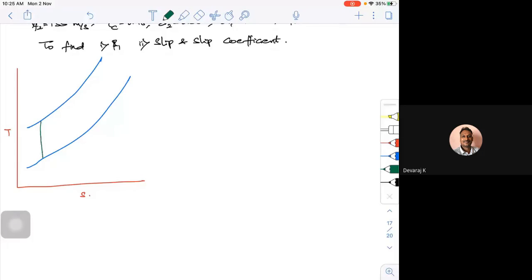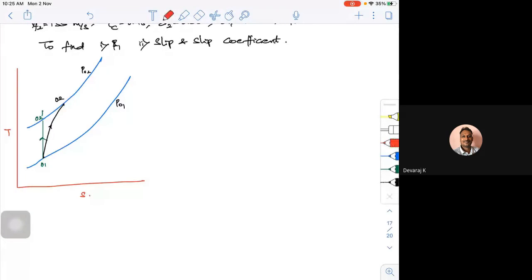So this is my compression from 01 to 02 dash, and your actual compression will be something like this. It is from 01 to 02. So this is my P01. This is my P02. Okay. This is my HS diagram.